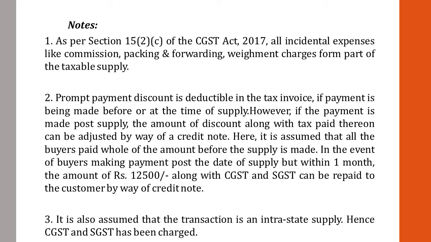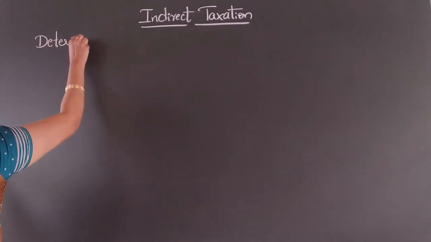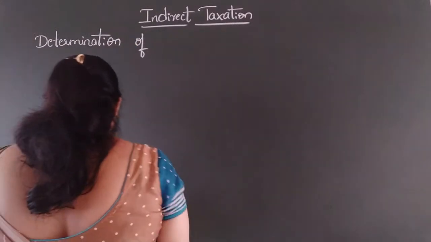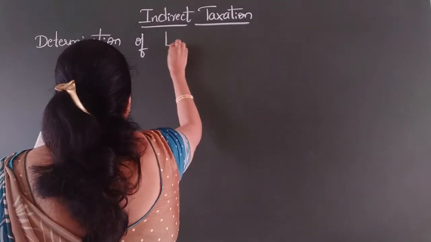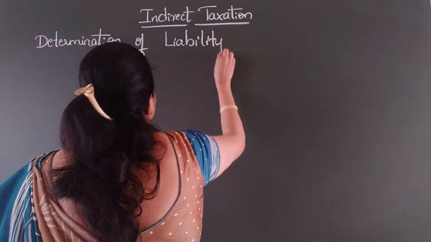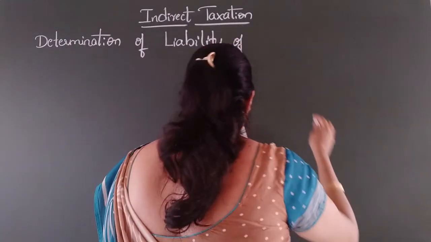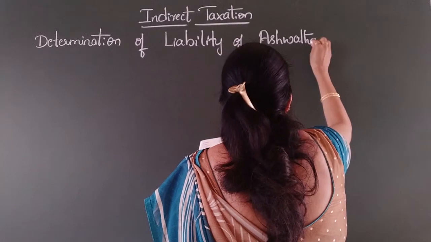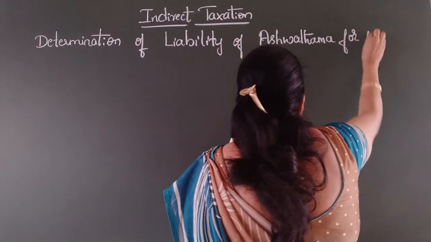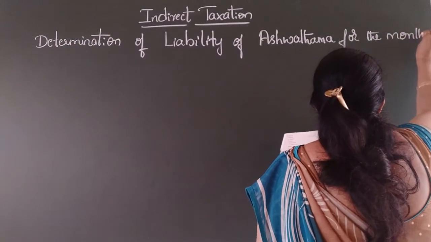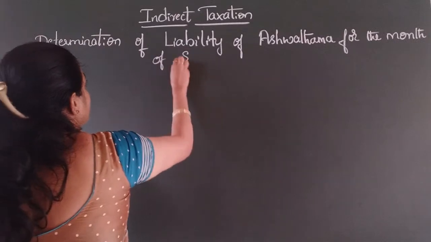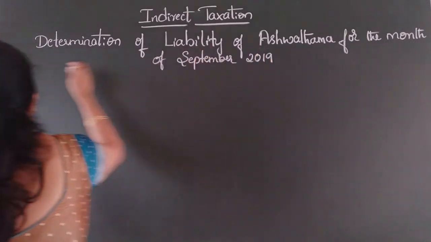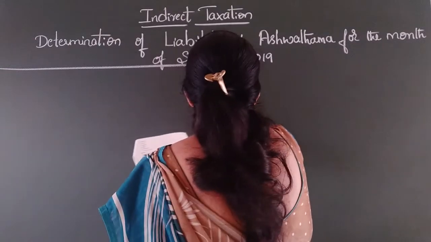So, determination of liability of Ashwathama for the month of September 2019. Make particulars and amount column.